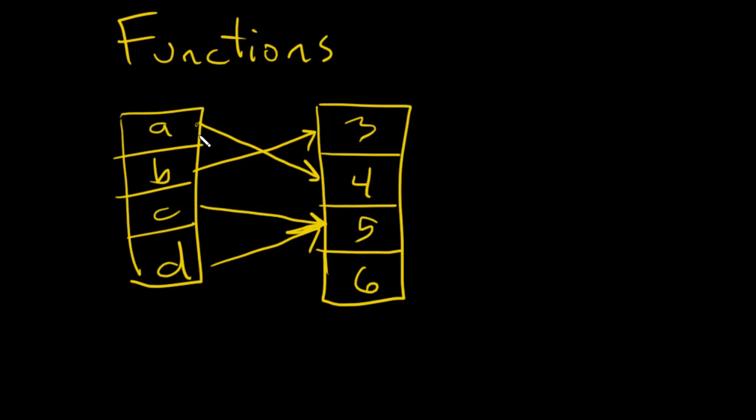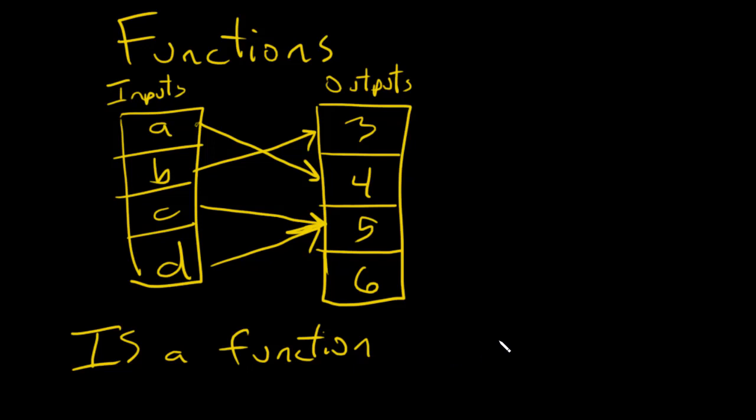So A points to 1, B points to 1, C points to 1, and D points to 1. It doesn't matter that C and D point to the same one. What matters if it's a function is that there are not two arrows coming out of C and not two arrows coming out of any of them. So that makes it a function. We said this is the inputs and this is the outputs. And then we had an example of ones that weren't functions. This is a function.